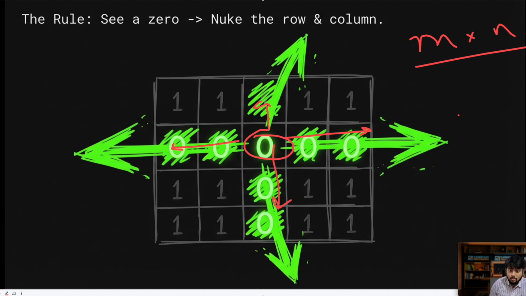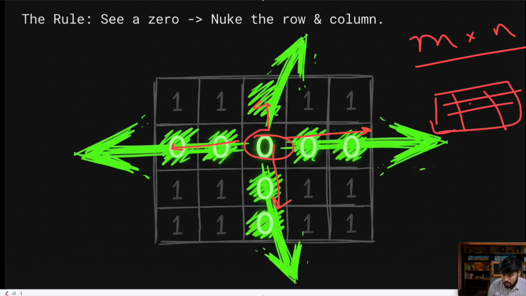So I hope you understand the question. We are given a matrix. We have to identify all the zeros in it. Suppose this is a 0, and we mark that complete row and that complete column as 0. Now when we try to do this, we run into a problem.